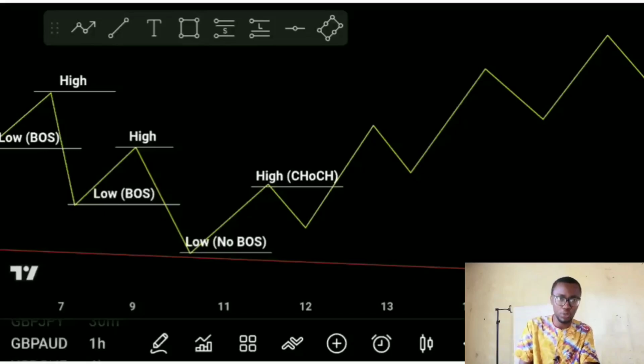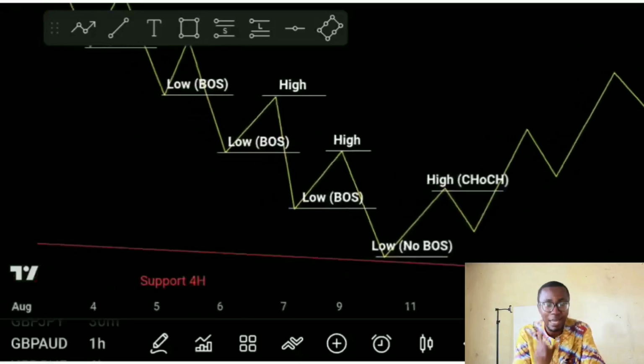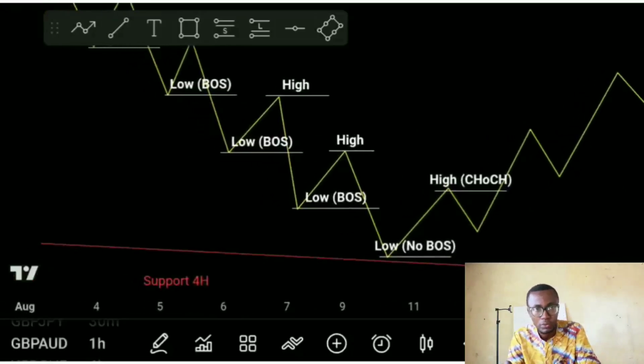So break of structure means trend continuation. The trend continues. The downtrend continues. But change of character means trend reversal. The downtrend will not continue again. Instead, it will change towards an uptrend. That is trend reversal. Now, in the downtrend, the low is broken. That is break of structure. But now that we are entering the uptrend, it is the high that will be broken, which is what? Break of structure. You understand?